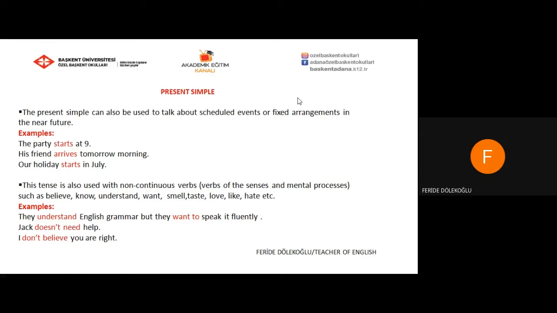This tense is also used with non-continuous verbs. What are they? They are the verbs of the senses and mental processes like believe, know, understand, want. For instance, they understand English grammar, but they want to speak it fluently. Understand and want, they are non-continuous verbs. And you can use these verbs only with simple tenses. Jack doesn't need help. I don't believe you're right.